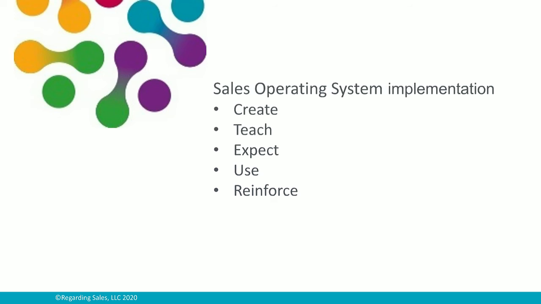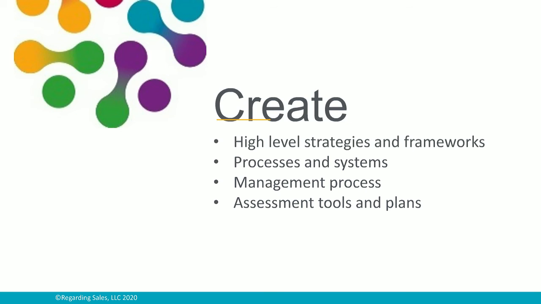The next piece is setting up expectations. It's really important that you set the expectations and you make sure they follow them. The third is that everyone uses it. Nobody is let off the hook. Everyone uses it, and we all use it the same way. And the final is reinforcement, which comes from the management team and the management systems. Well, I just explained all of these to you.